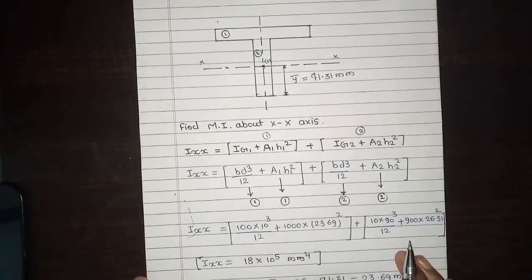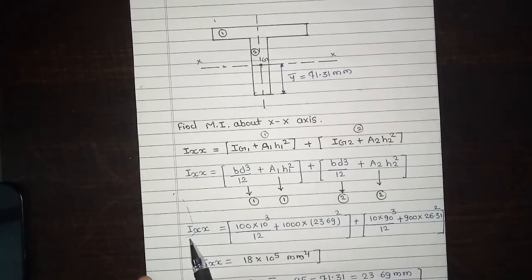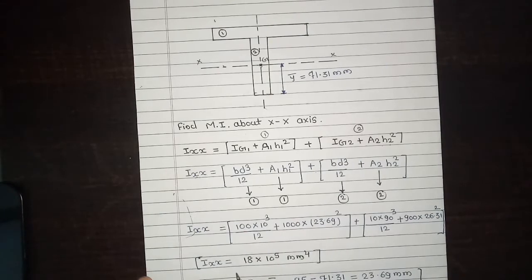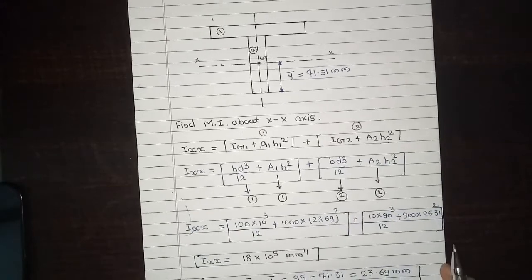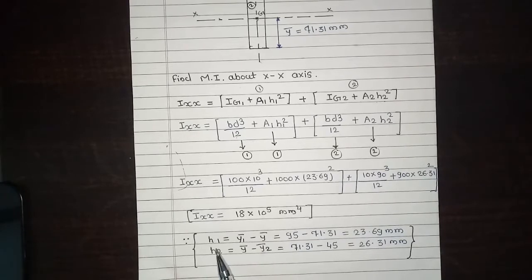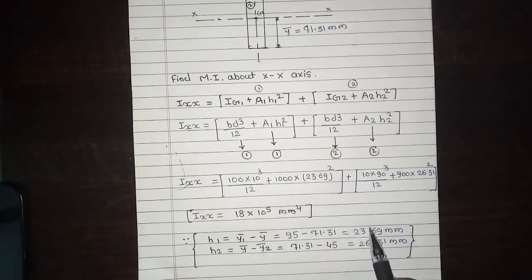Put the value of these factors, then Ixx is equal to 18 into 10 to the power 5 mm raised to 4. Here H1 is equal to y1 bar minus y bar, and we get 23.69 mm, and H2 is equal to y bar minus y2 bar, put the values, then we get 26.31 mm, okay.